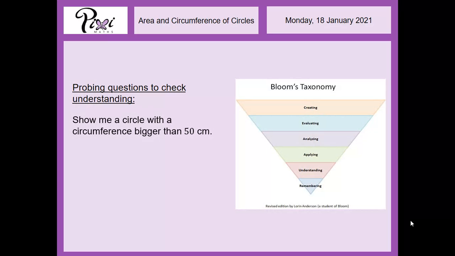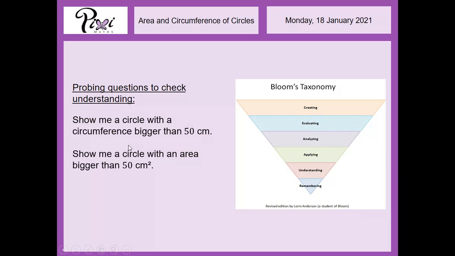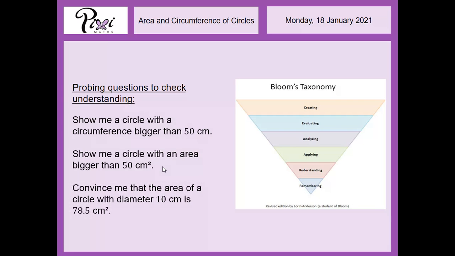Some probing questions to check your understanding. Show me a circle with circumference bigger than 50 centimeters. What do you think the radius could be? Show me a circle with the area bigger than 50 centimeters squared. Again, what do you think the radius would be?